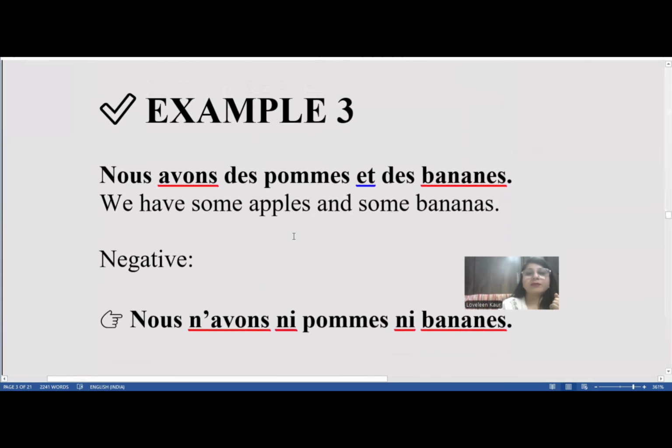Now let's see one more example. If it is nous avons des pommes et des bananes, we have apples and bananas. So I will make it negative. We'll remove this, remove this, remove this, and like this: nous n'avons ni pomme ni banane. We neither have apples nor bananas. Like this. Okay.